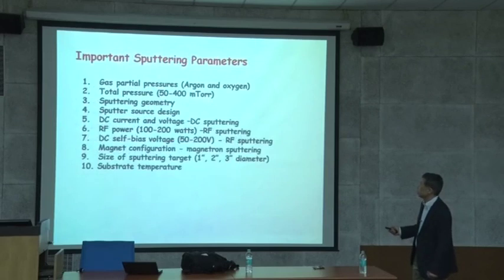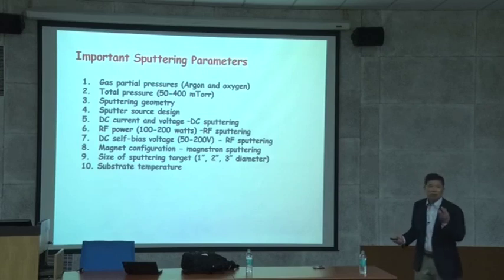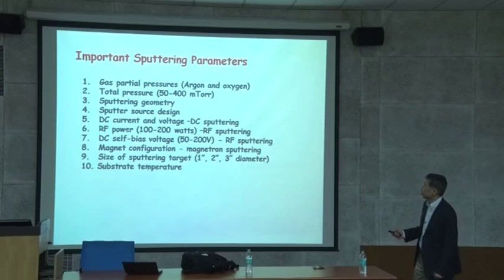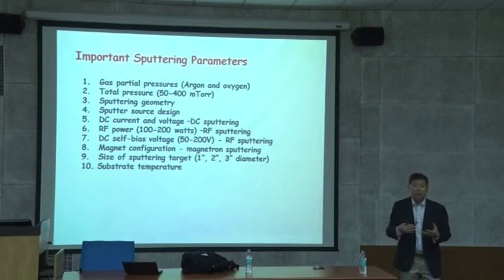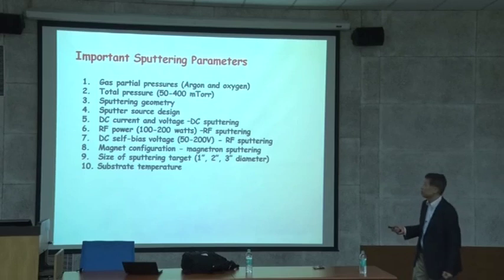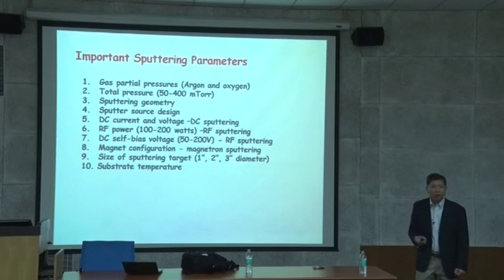Then you have a bias voltage, which is pretty much determined by your sputter gun. In the RF case, you have RF power, usually running at 100 watts, because too much power on your target will actually melt it. Even though you cool it, ceramic targets have thermal conductivity that is not as good as metal, and you don't want too much ion energy hitting a local area. So we usually run it at 100 watts. The magnetic configuration is mostly planar magnetron sputtering, so it's already fixed when you buy your sputter gun.